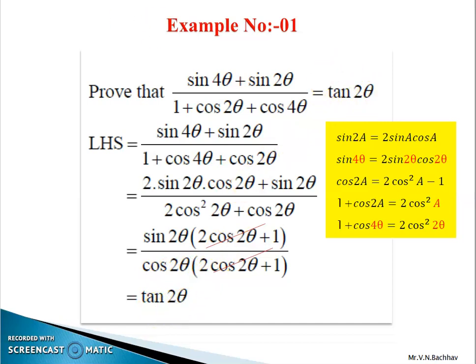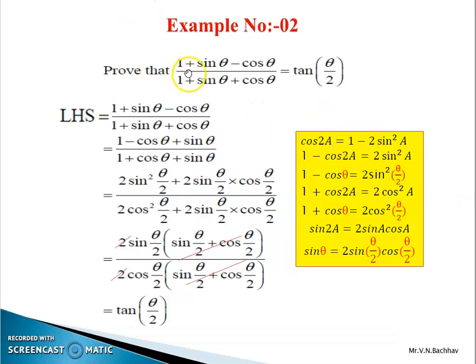Now let us see example number 2. Prove that (1 plus sin theta minus cos theta) upon (1 plus sin theta plus cos theta) is equal to tan of theta by 2. Here the LHS is (1 plus sin theta minus cos theta) divided by (1 plus sin theta plus cos theta). Again we rewrite this as (1 minus cos theta plus sin theta) in the numerator, and (1 plus cos theta plus sin theta) in the denominator.